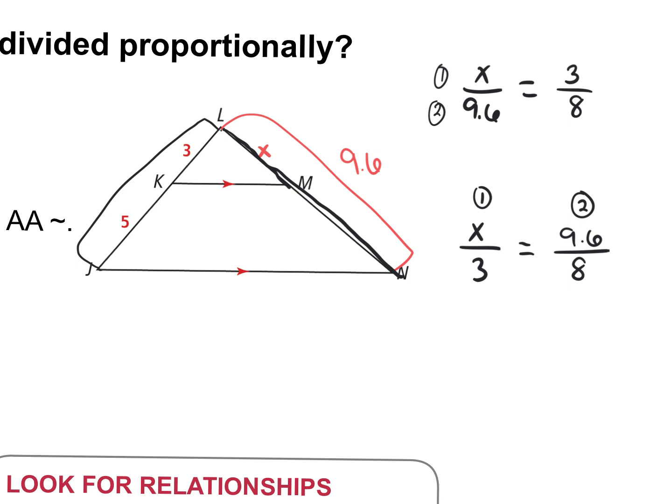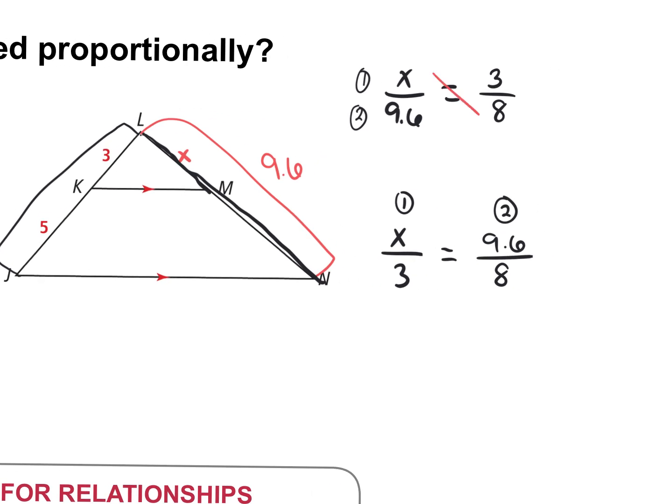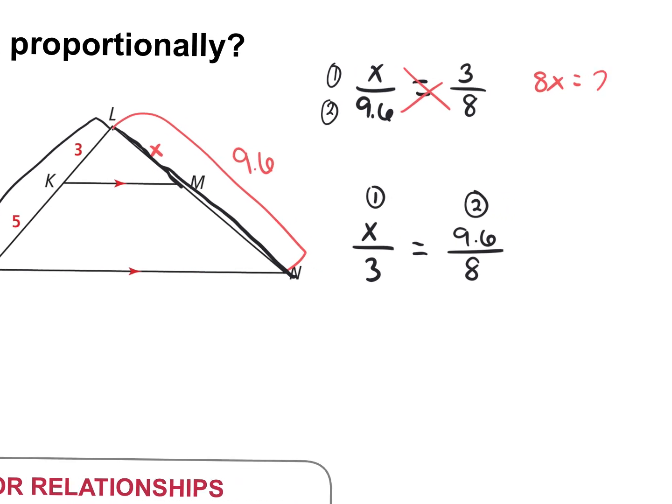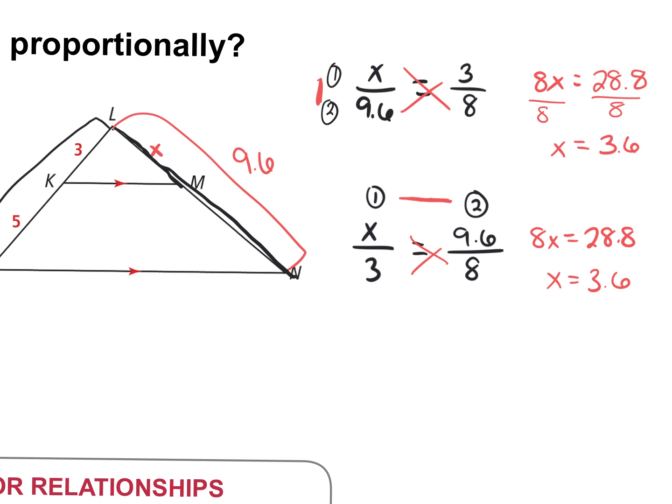Okay, so let's do that. If I do 8 times X, 8X, 9.6 times 3, help me out. 28.8. Someone clarify? Yeah? And then I divide by 8, I get X equals, I believe, 3.6. Now, just double check this one. I get 8X equals 28.8. So do you agree I'm going to get the same answer? Yep. So understand, if you're setting it up this way, that's cool. If you're setting it up this way, that's cool. So what we just found is LM is 3.6.